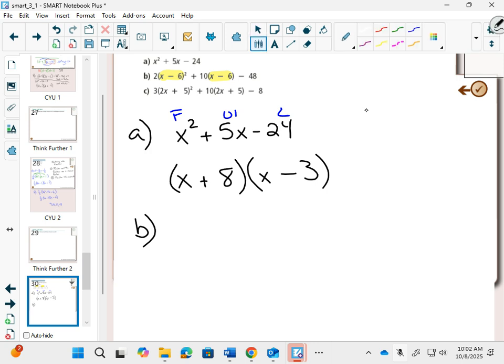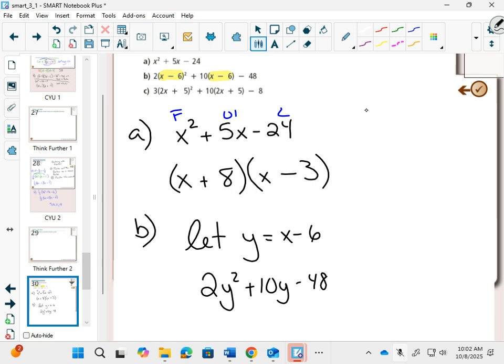So what I do temporarily is I pick a letter. What letter would you like to use? You can't use x because it's already in the question, but you can pick any other letter. Someone have a favorite letter? Sorry? Y. So we say, let y equal x minus 6. Then wherever I have the highlighted x minus 6, I'm just going to rewrite this as 2y squared plus 10y minus 48. Doesn't that look much easier to factor?